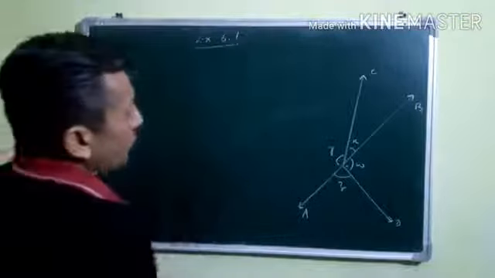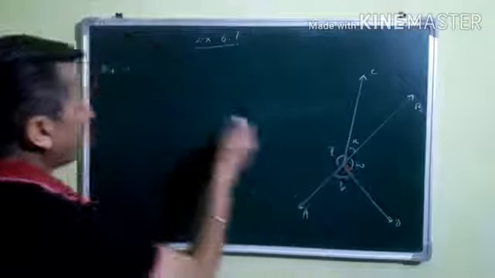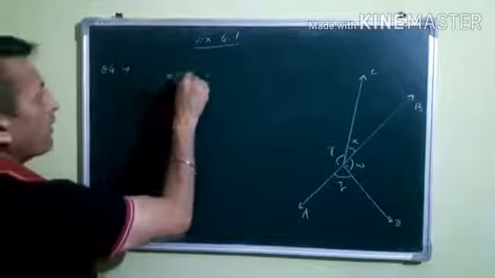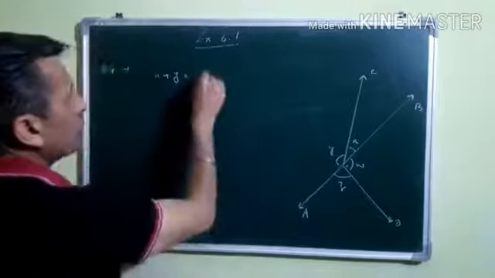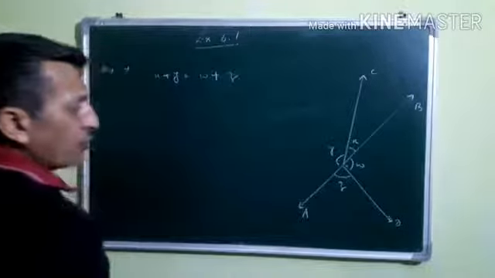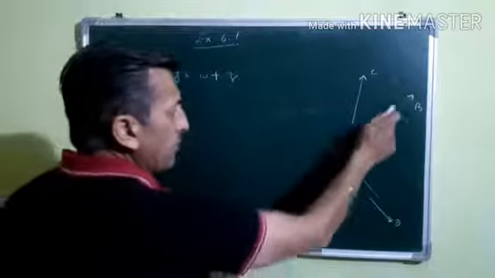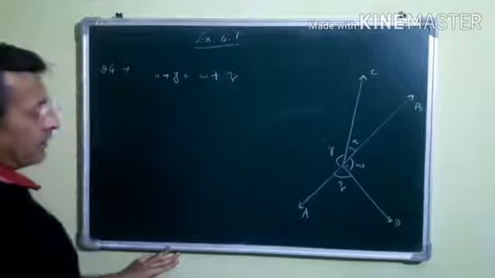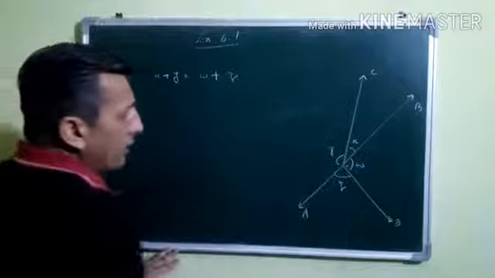Dear students, this is question number 4 from the same exercise 6.1. In this case, it is given that x plus y is equal to w plus z. You have to show that AB is a straight line.